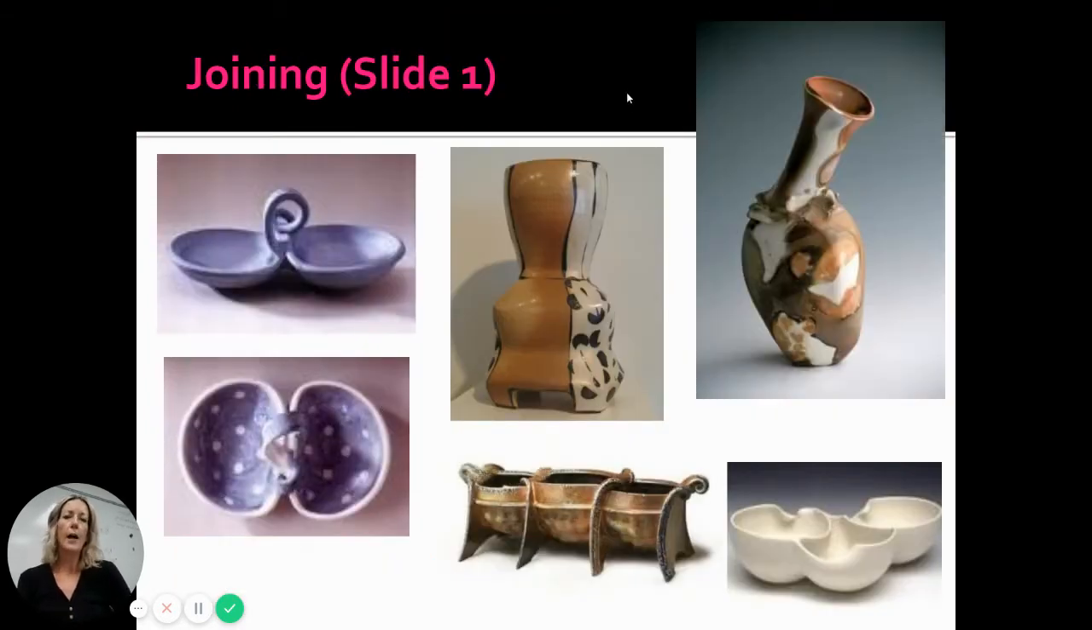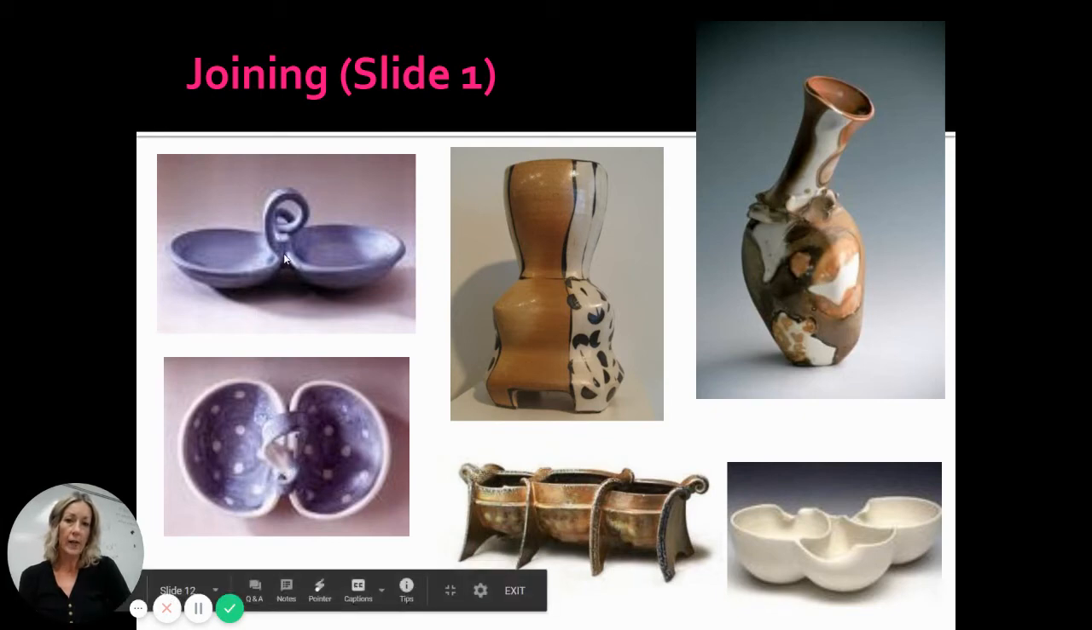Okay, joining has so many options, and a lot of students really like working with this technique. Joining can happen in many ways. Joining is about throwing multiple forms on the wheel, and then while they are leather hard, you attach them together. Okay, that's what joining is. And so I have some examples. Joining can happen in the vertical, but a lot of people forget that joining can happen in the horizontal, okay?